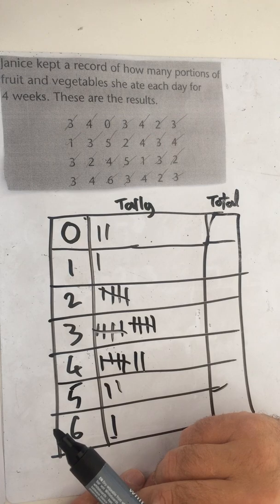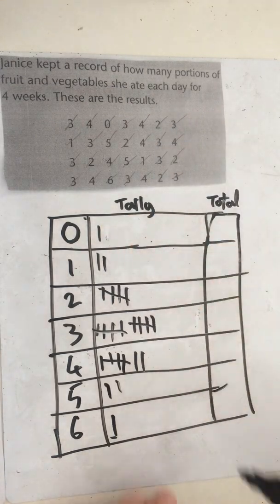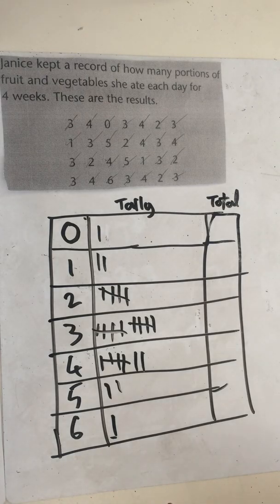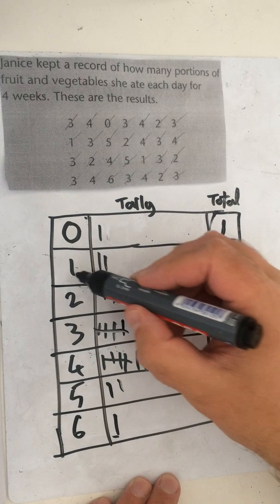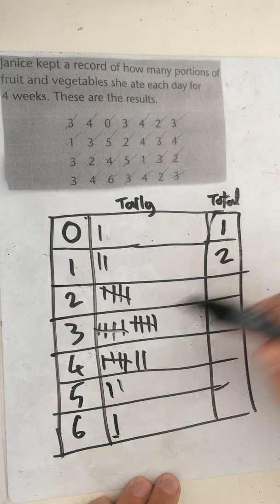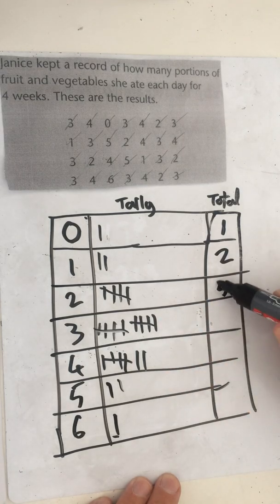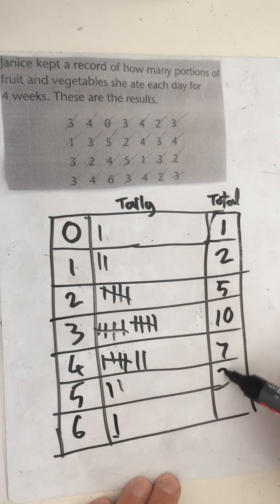Right, it's only 1 zero, isn't there? I must have made a mistake then. There's 2 ones. Sorry, I made a mistake there. Oops. Okay. Right, so 0 portions of fruit, that happened once. Eating 1 portion of fruit and veg happened twice. Having 2 happened 5 times, having 3 happened 10, then 7, 2 and 1.